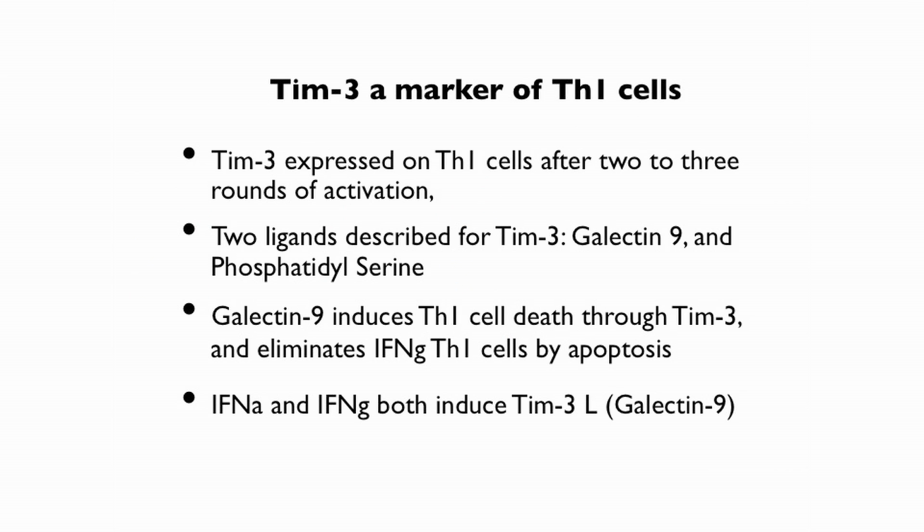TIM3 was first described by Vijay Kuchroo because he was trying to find a marker for Th1 cells, and he found this antibody that bound to Th1 cells and described TIM3. So TIM3 is expressed on Th1 cells. The ligand for TIM3 is galectin-9 and also phosphatidylserine. When you add galectin-9 to a TIM3 expressing cell, it will actually die through apoptosis. Interferon alpha and interferon gamma can both induce galectin-9.